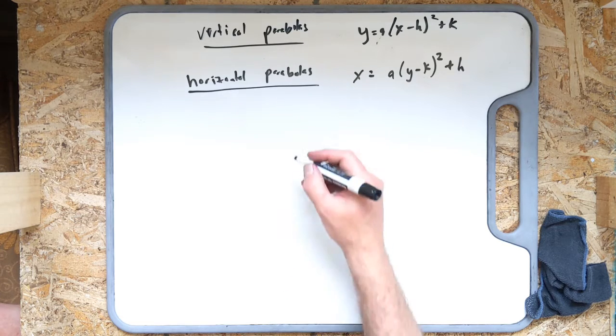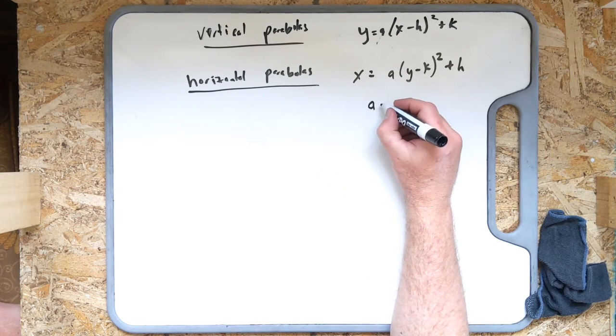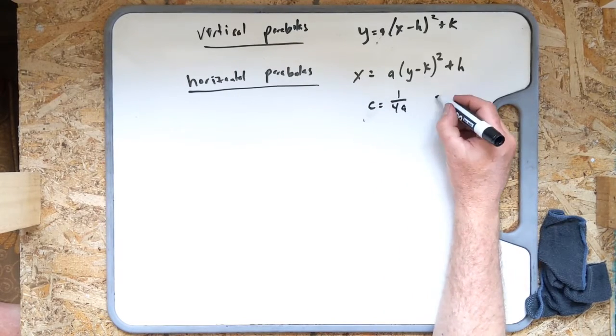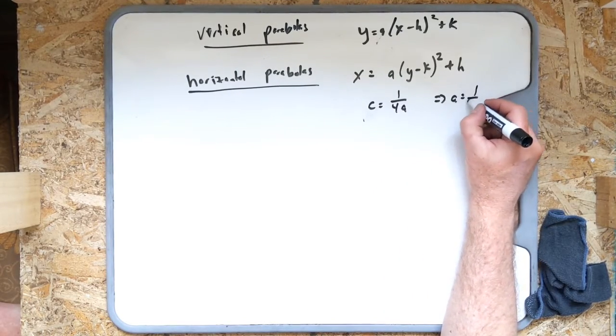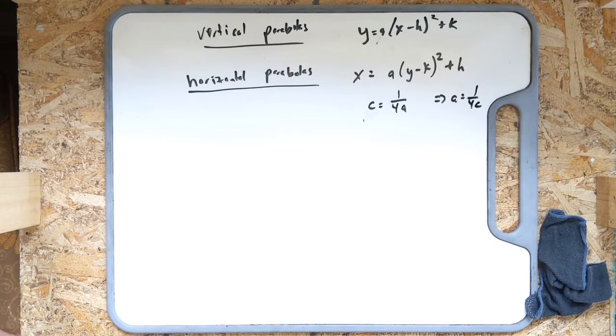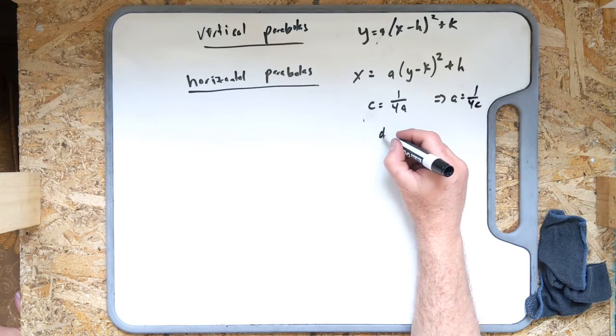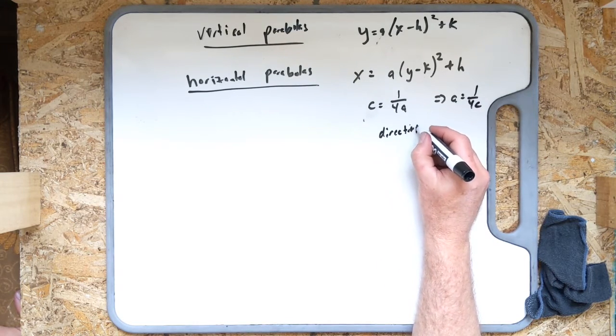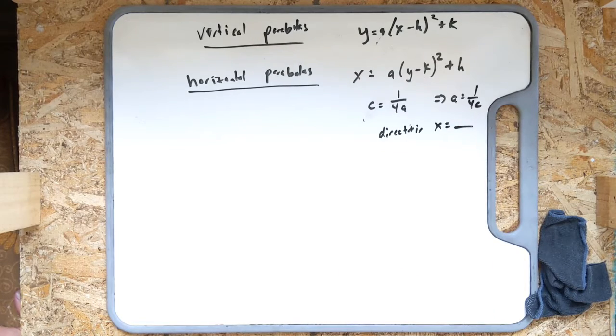Okay, and other things, c, focal length, is still 1 over 4a, and therefore a is still 1 over 4c. That doesn't change. The actual focus equations and directrix equations do change. The directrix equations will now be x equals rather than y equals. Here it was y equals. And the equations actually will change for the focus as well, but we're not going to do it with equations, we're going to do it by graph.